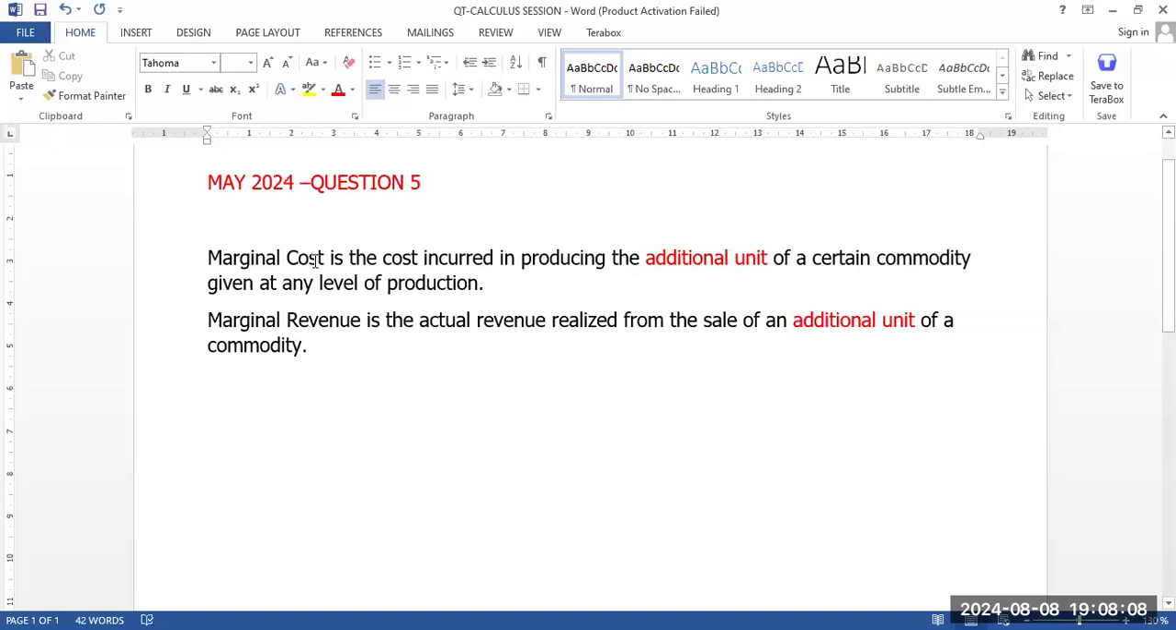Any question about marginal cost and marginal revenue? Basically, marginal cost is the additional costs you're going to incur in producing those additional units of a certain commodity. Then marginal revenue is the additional revenue you're going to receive from the sale of any additional unit of a commodity.